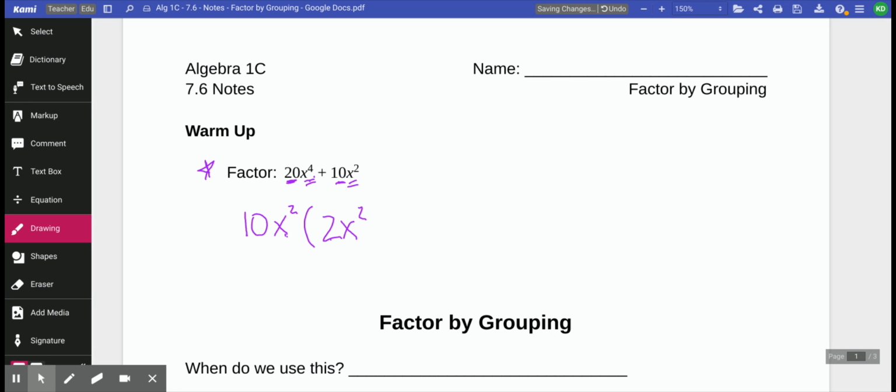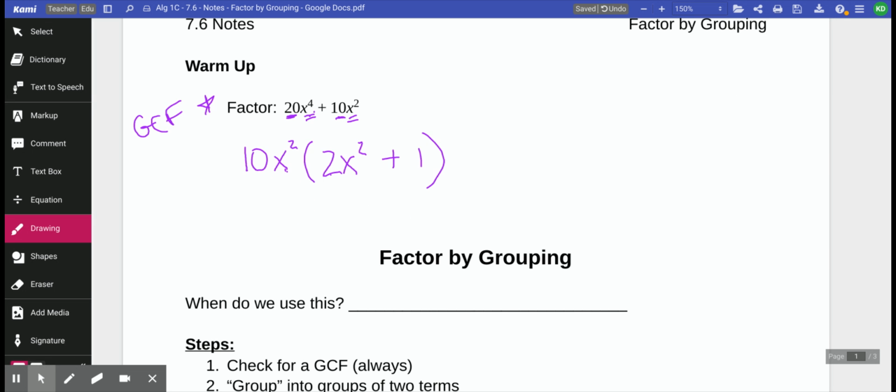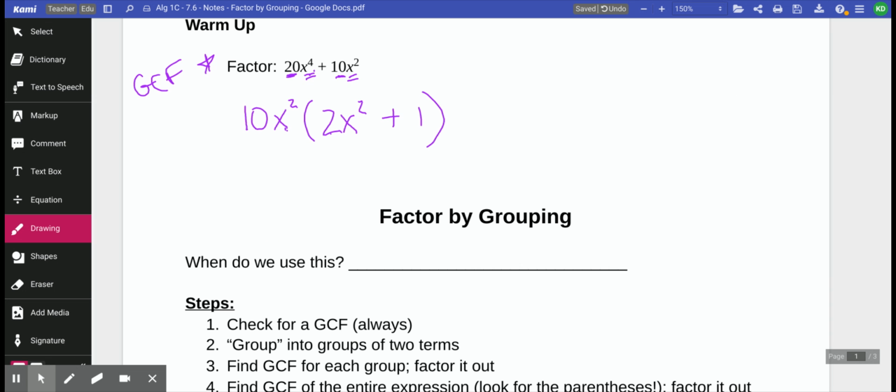Okay, then we do a plus sign for our next term. 10x squared times what makes 10x squared? Well, I already have the whole 10x squared, so we just need a 1 as a placeholder. So that is factoring using our greatest common factor, GCF. And that's what we're going to be doing when we factor by grouping. That's why it's a good skill to practice right before we get to grouping.